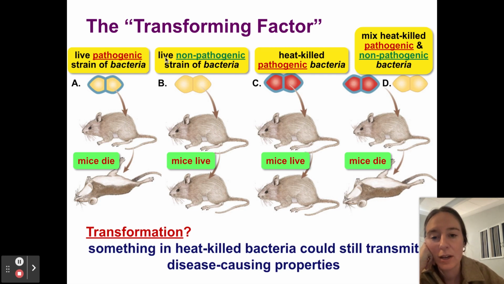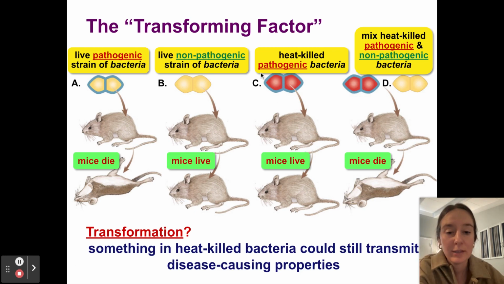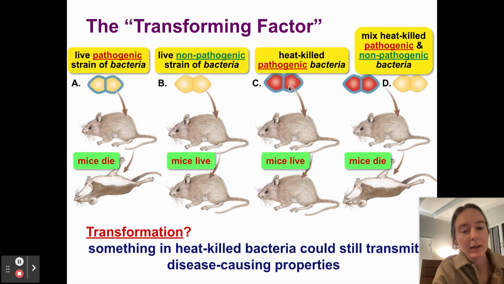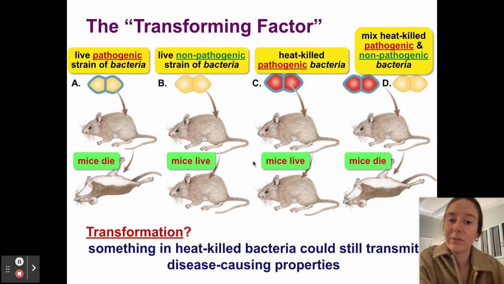Then he took a strain of non-pathogenic bacteria. This is safe, healthy bacteria. It's not going to hurt the mice, and of course, the mice live. Then he took the same pathogenic bacteria, but he heated it up really, really high, denatured enzymes, and killed off the bacteria, injected it into the mice, and the mice live because the pathogenic bacteria is dead. It's not going to be harmful anymore. But finally, he took the heat-killed pathogenic bacteria, so you've killed off the bad stuff, and the non-pathogenic bacteria.